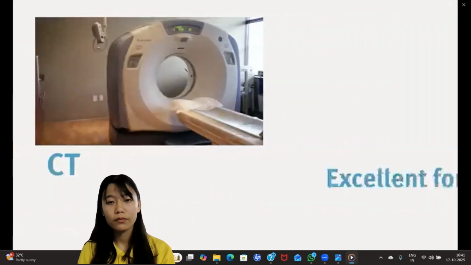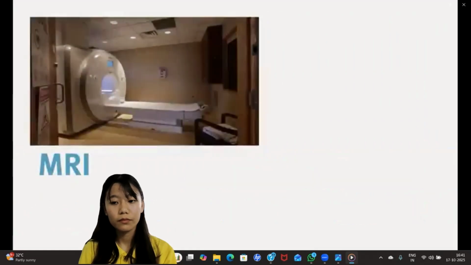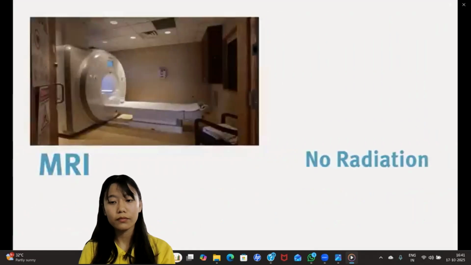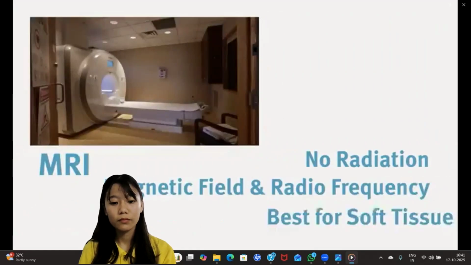CT is going to be excellent for the organs in the body. It's going to be excellent for bony detail. MRI, on the other hand, uses no radiation at all. It's using a strong magnetic field and radio frequency. Its specialty is soft tissue.